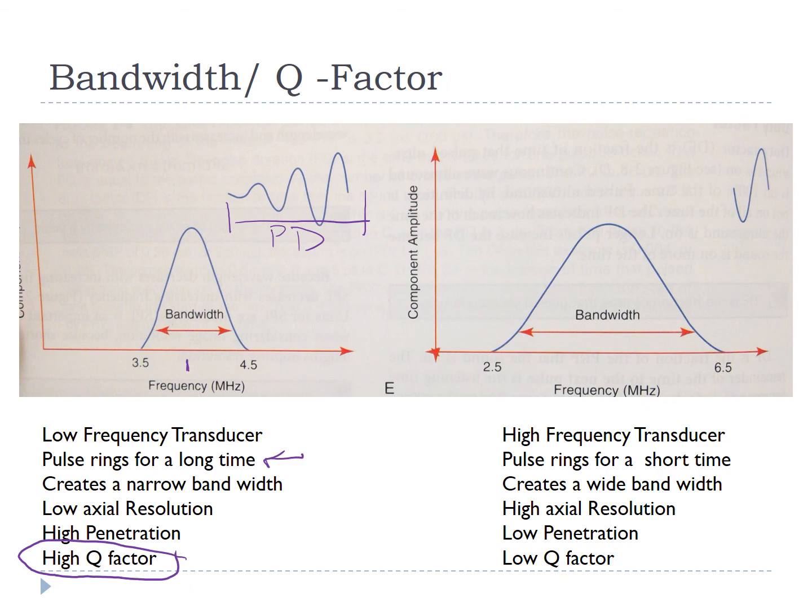The opposite then is true. When we use a high frequency transducer, our pulse duration is very short. The pulse is going to ring for a very short amount of time, and this creates a very wide bandwidth. We have 2.5 to 6.5, our bandwidth is at 4 in this example. High frequency transducers are associated with high axial resolution, but low penetration. When we put all of these factors together, we get a low Q factor. It seems counterintuitive between high and low Q factors, but just remember, low Q factor means good pictures, good resolution.